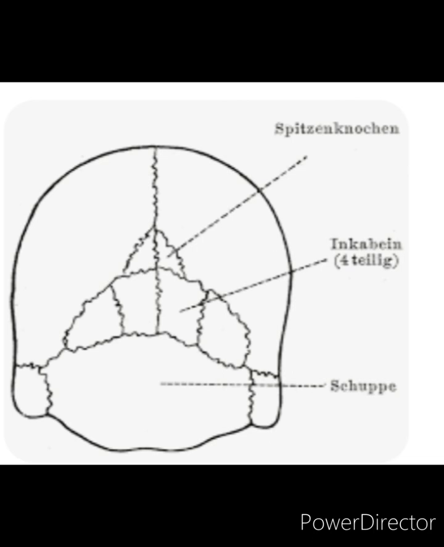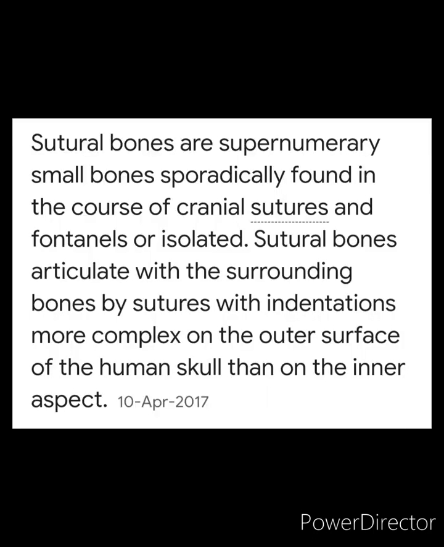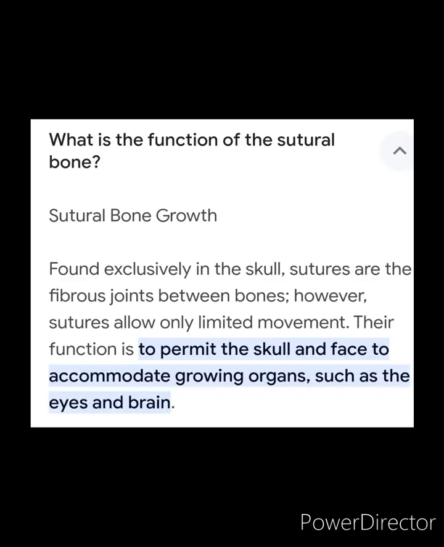So all these will help. What are the functions of sutural bones? So we can say what are the uses, or what are the functions. What are sutural bones? They are supernumerary bones which are small in size. Small bones sporadically found in the course of the cranial sutures, particularly in the frontal region as well as in the lambda part, right? So all of these make a complex structure in humans.